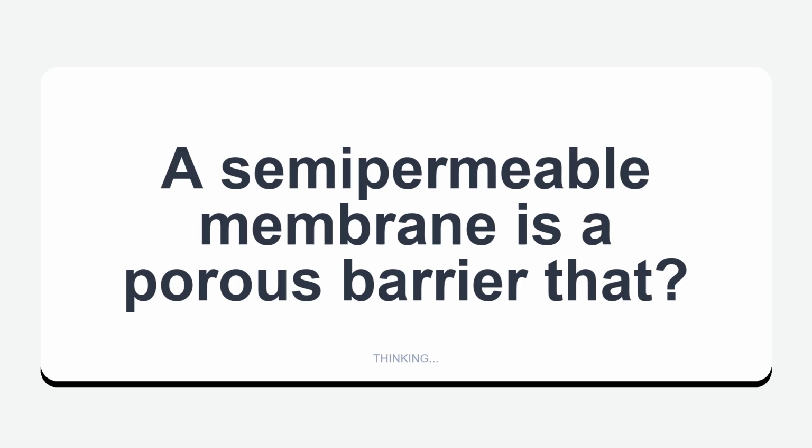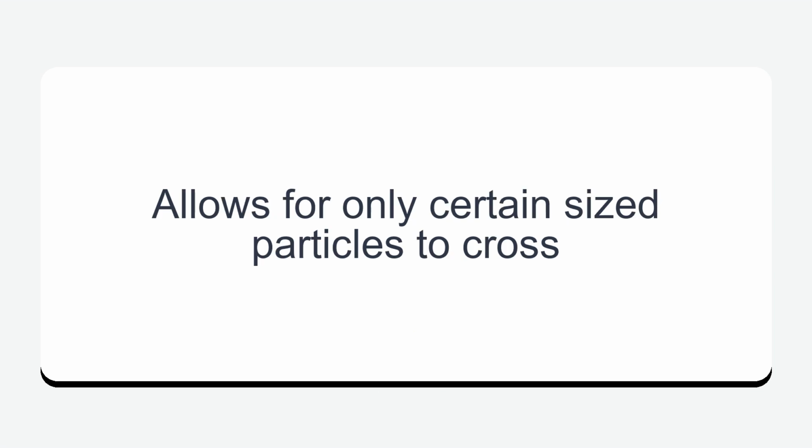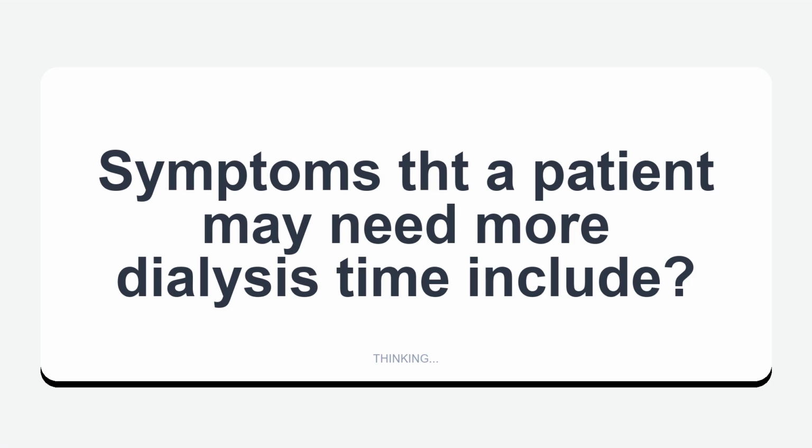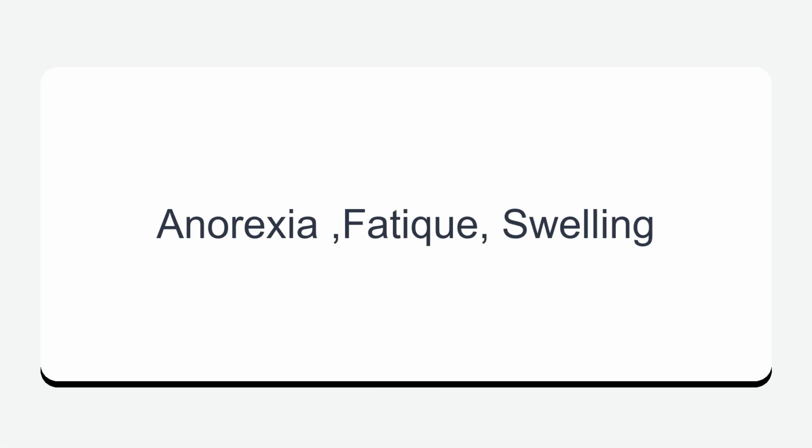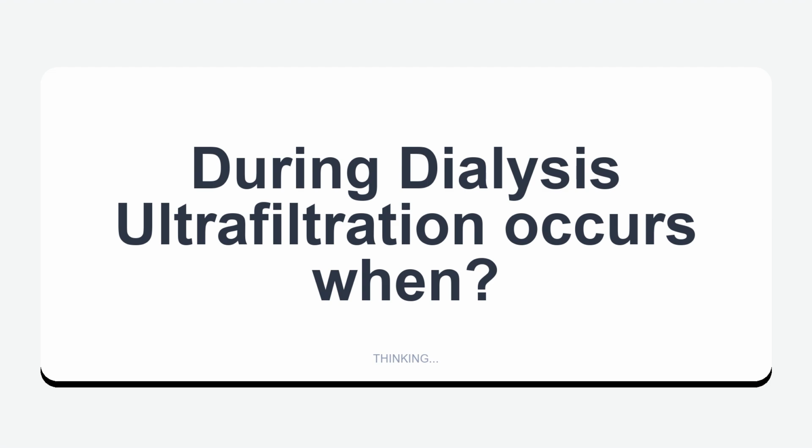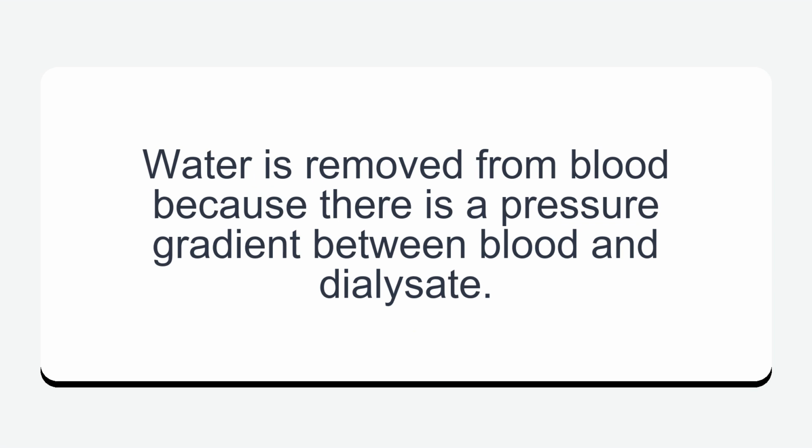A semi-permeable membrane is a porous barrier that allows for only certain sized particles to cross. Symptoms that a patient may need more dialysis time include anorexia, fatigue, swelling. During dialysis, ultrafiltration occurs when water is removed from blood because there is a pressure gradient between blood and dialysate.